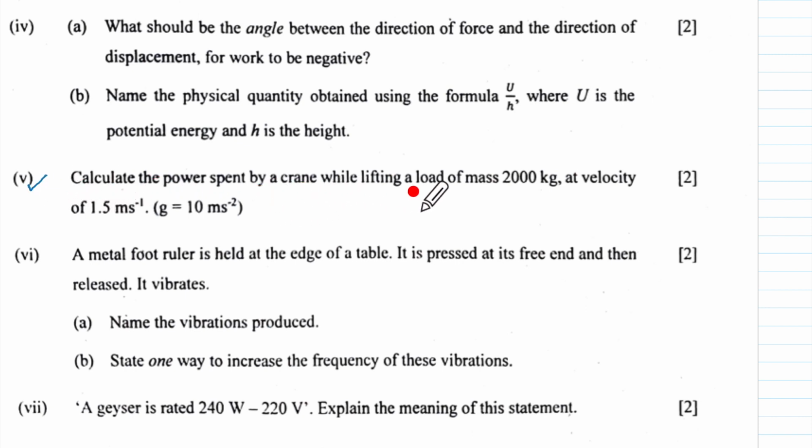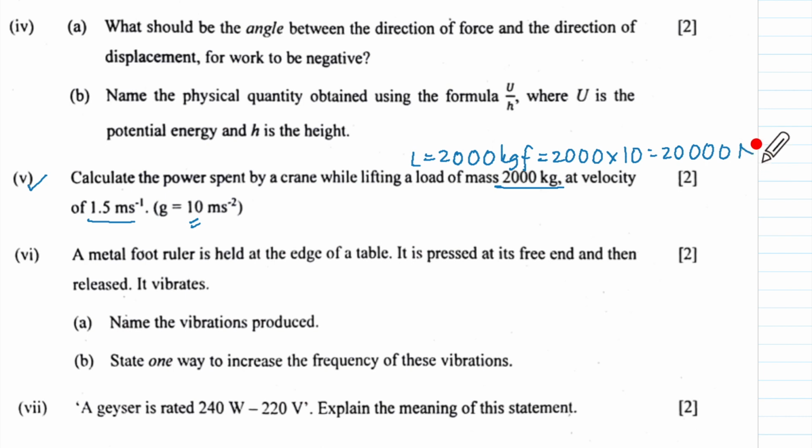Calculate the power spent by a crane by lifting the load of mass 2000 kg at velocity 1.5 meter per second. Now, load of mass 2000 kg means our load is 2000 kgf. But since we want the power, we need to find the work. Work means I am going to require force. So the load is going to be not 2000 kgf but 2000 into g, that is 10, which is going to give us 20,000 Newton.